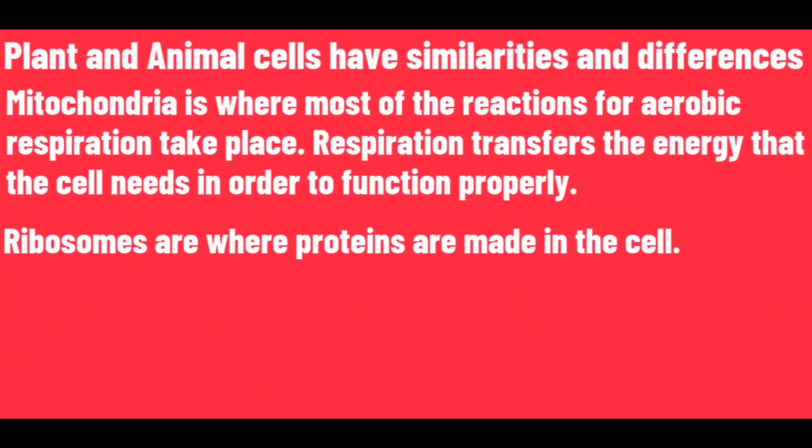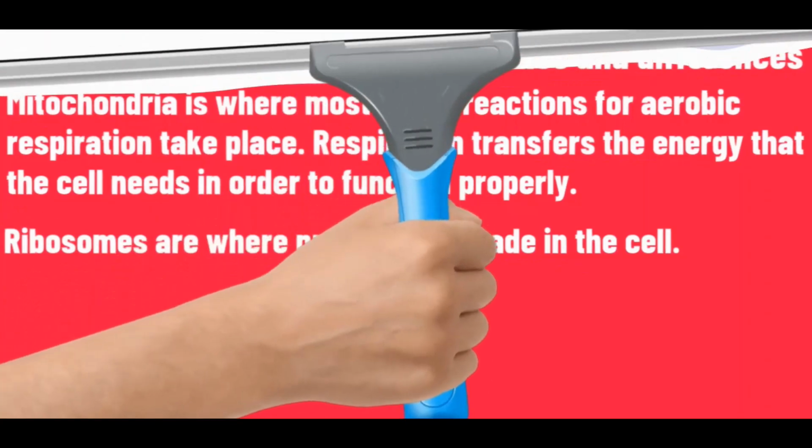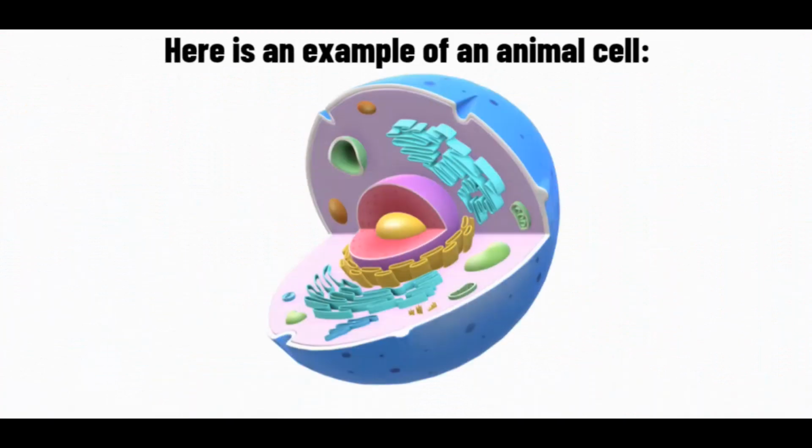Mitochondria is where most of the reactions for aerobic respiration take place. Respiration transfers the energy that the cell needs in order to function properly. Ribosomes are where proteins are made in the cell. Here is an example of an animal cell.